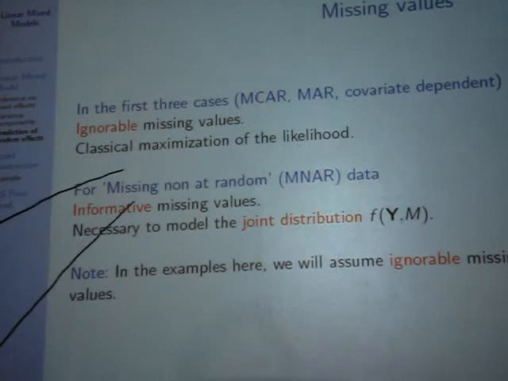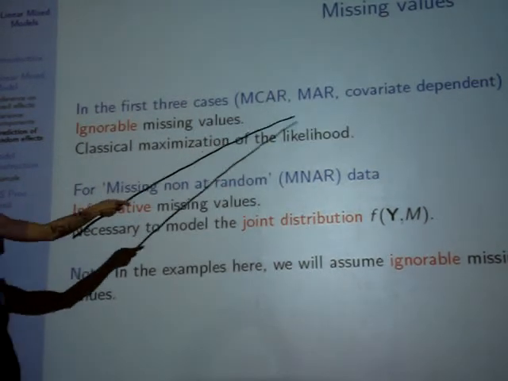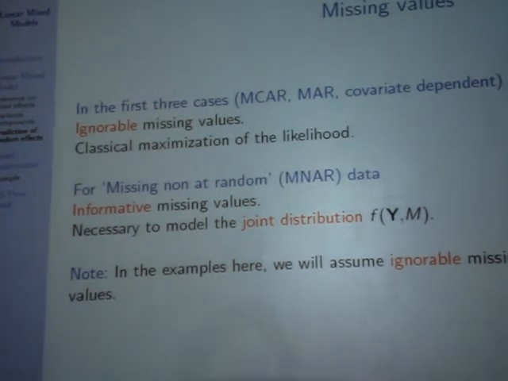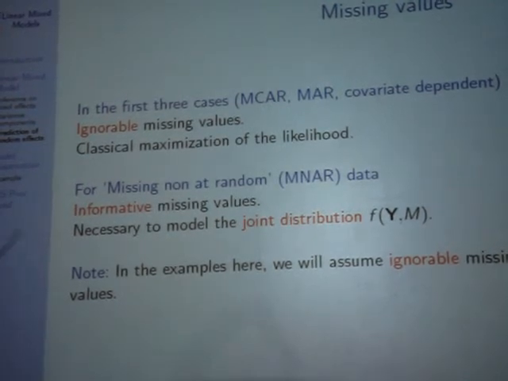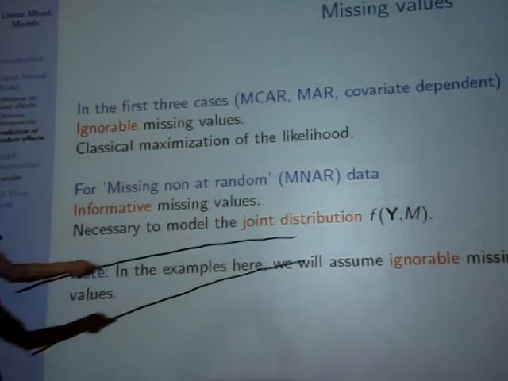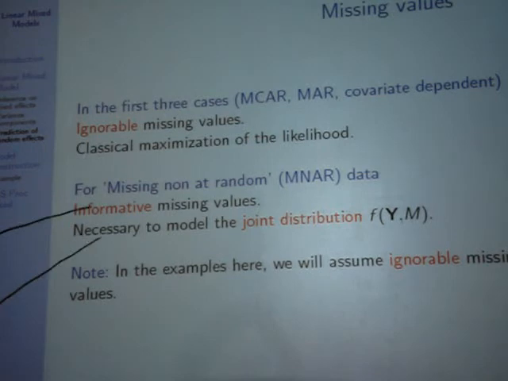In the first three cases, missing completely at random and covariate dependent, the missing data are said to be ignorable. So you can use a classical maximization of the likelihood to estimate the parameters. But in the case of missing not at random, the missing data are said to be informative. In this case, you have to model the joint distribution of the observations Y and of the missing value indicator M. This case is quite complicated to deal with. In the examples we are going to study here, we will always assume that the missing values are ignorable.